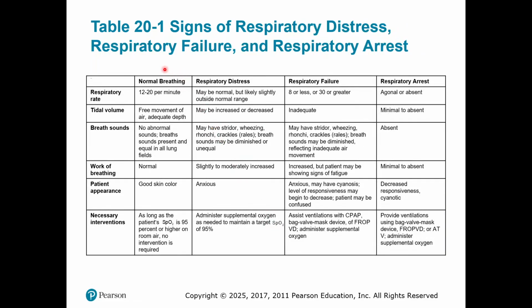Here in 20-1, you can look at this. It kind of goes through from normal, respiratory distress, respiratory failure, and respiratory arrest. It's good information, it really is. You can look like normal breathing 12 to 20, but then they come over here to failure, 8 or less or 30 or greater.